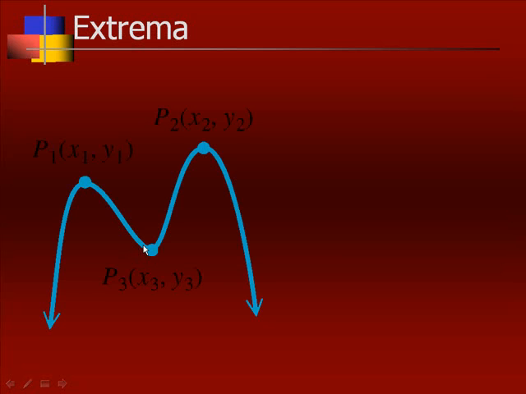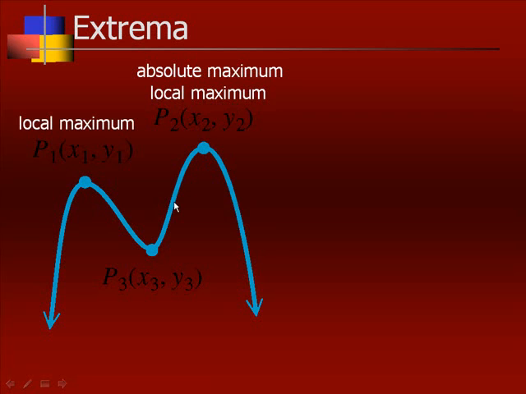Okay, for example, if you have a function whose graph looks like this, and we'll call P1 is x1, y1, P2 is x2, y2, and point 3 is x3, y3. Point 2 is the absolute max because it's the highest point for the whole graph. It's a local max because it's the highest point just for this region of the graph. Okay, P1 is a local max because it's the highest for this area, but it's not the highest for the overall graph.